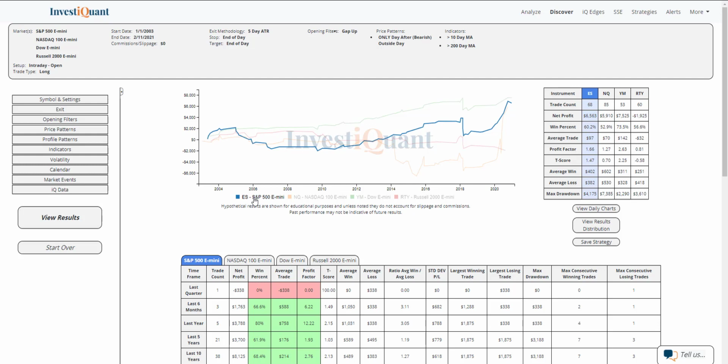It started taking off to the upside. The Nasdaq's not been very consistent at all. Very erratic looking equity curve there. And here is the Russell, which has been pretty flat, and that goes along with those stats that are pretty neutral for the Russell.